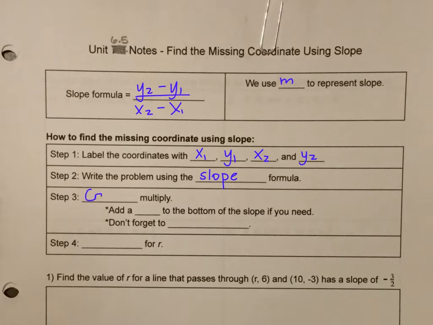After we do that, we're going to cross multiply. We might need to add a 1 to the bottom of the slope so it can be a fraction. Do not forget to distribute. Step 4, we solve it. Our letter happens to be an R. It could be any letter.